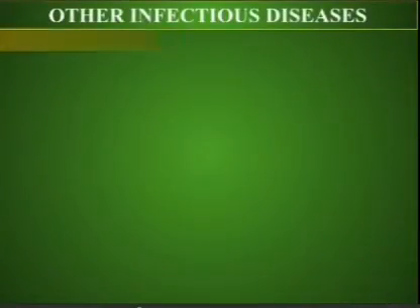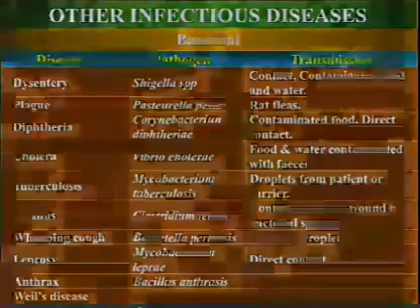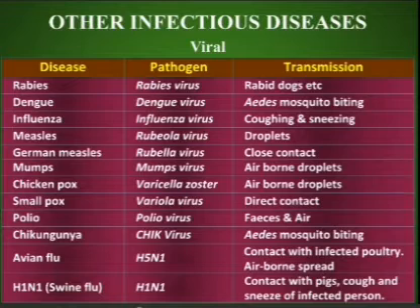Now there are certain other infectious diseases also which are caused by bacteria such as dysentery, plague, diphtheria, cholera, tuberculosis, tetanus, whooping cough, leprosy, anthrax, and Weil's disease. And there are certain diseases which are caused by viruses such as rabies, dengue, influenza, measles, German measles, mumps, chickenpox, smallpox, polio, chikungunya, avian flu, and H1N1, which is swine flu.